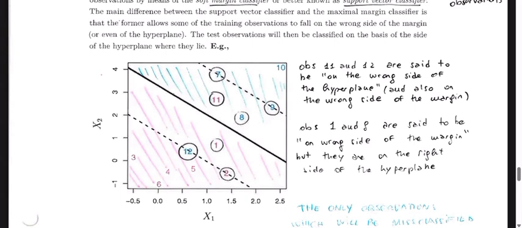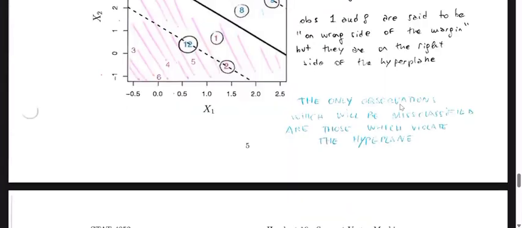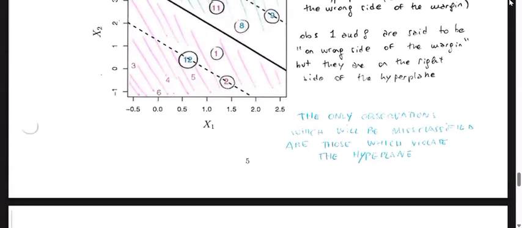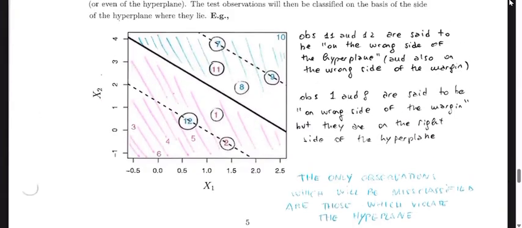And of course, the only observations which will be misclassified are those which violate the upper plane. I'm not interested in whether an observation violates the margin. The only major concern is when it violates the upper plane. When it violates the upper plane, then it's going to be misclassified.